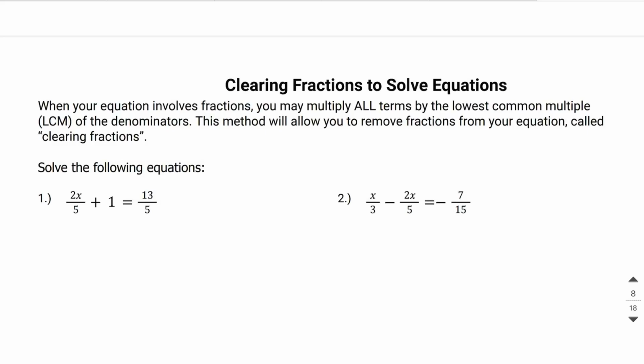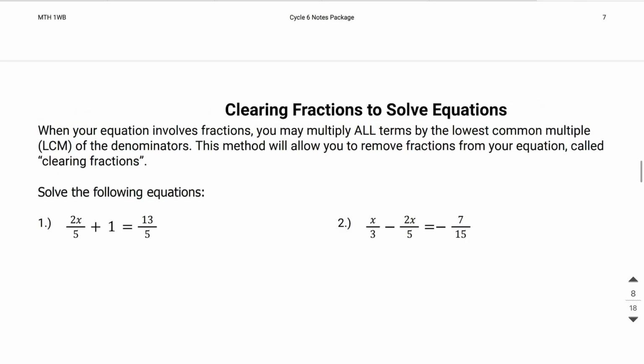Hi everyone, this video is on clearing fractions to solve equations. When your equation involves fractions, you may multiply all terms by the lowest common multiple, or the LCM, of the denominators. Essentially, you're just making the equation bigger. It's like zooming in on the equation and making everything bigger by the same amount, which is the LCM. But by doing that, you're able to clear fractions.